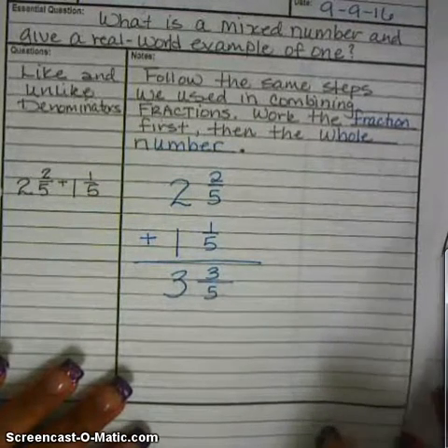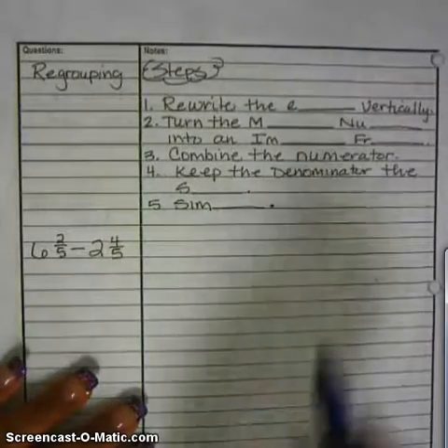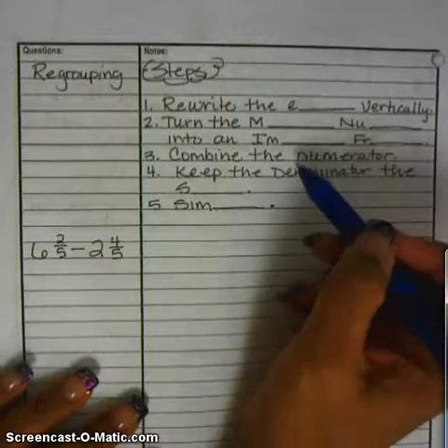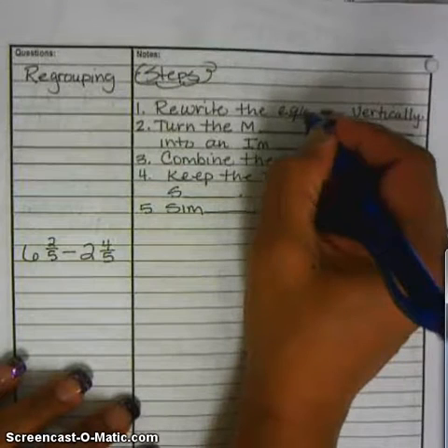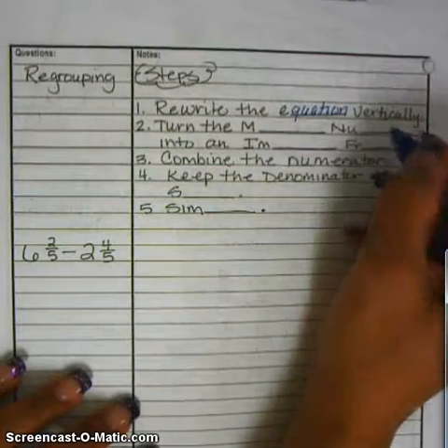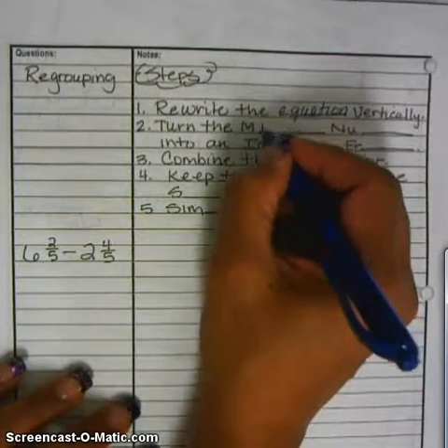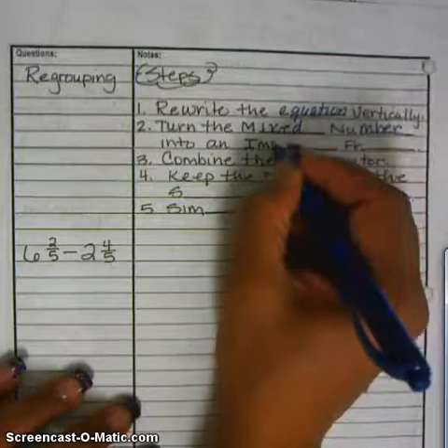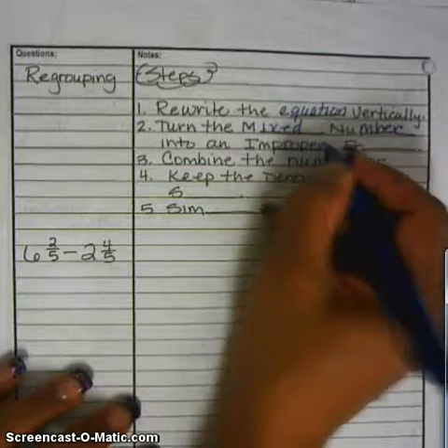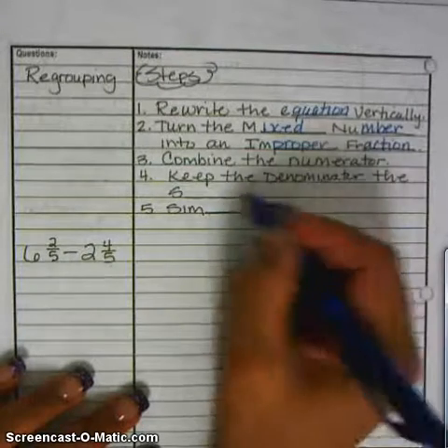Okay, so now let's take a look at the back side. There's going to be times when you have to regroup your fractions. So let's take a look at the steps in doing that. Your first step is always going to be to rewrite the equation vertically. Remember, up and down. You're going to turn the mixed number into an improper fraction. Remember, you can pause the video at any time so you can write your words.